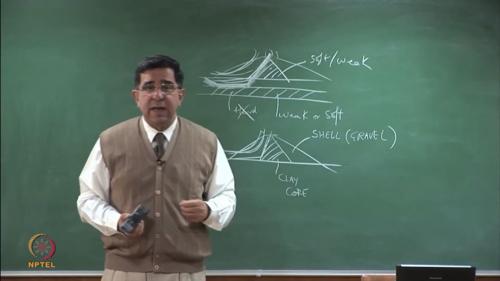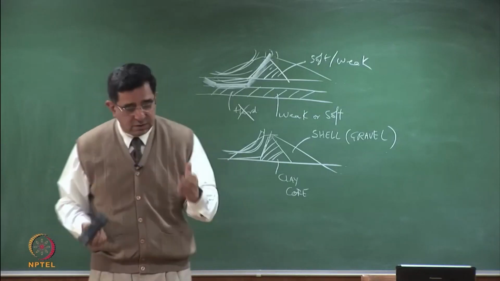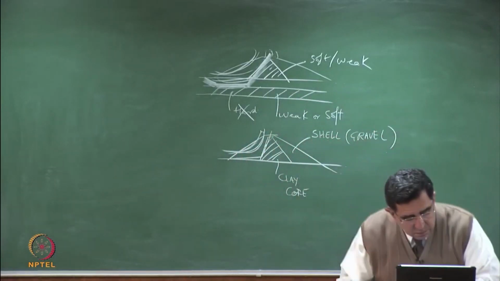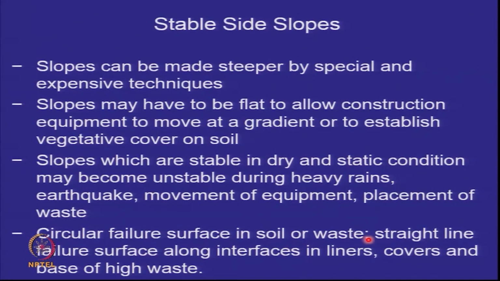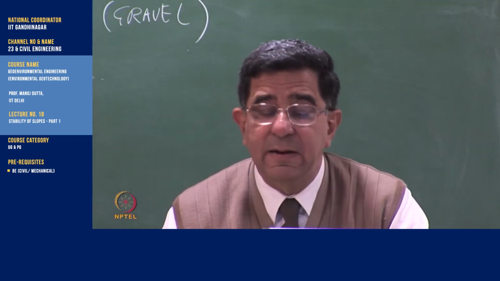So in the case of landfills, this changes, and we will see how it changes. Okay. So what we say here is, we normally adopt circular failure surfaces in soil or in the waste, and we normally adopt straight line failure surfaces along interfaces in liners, covers, and base of the waste. We will look at these separately.